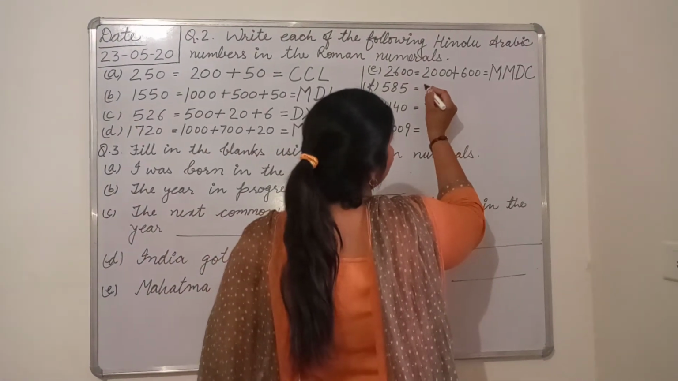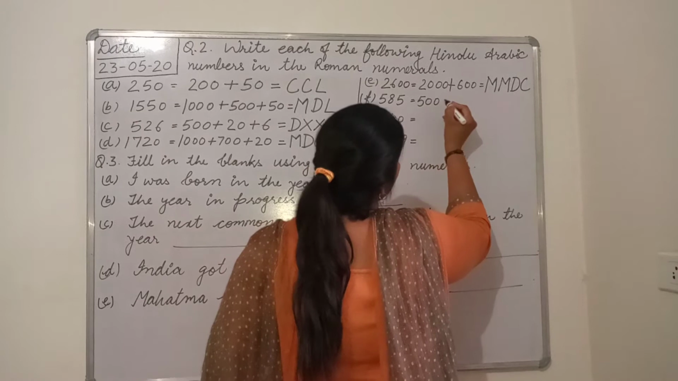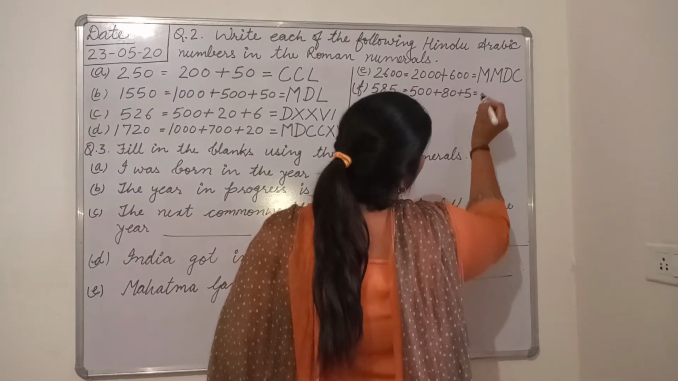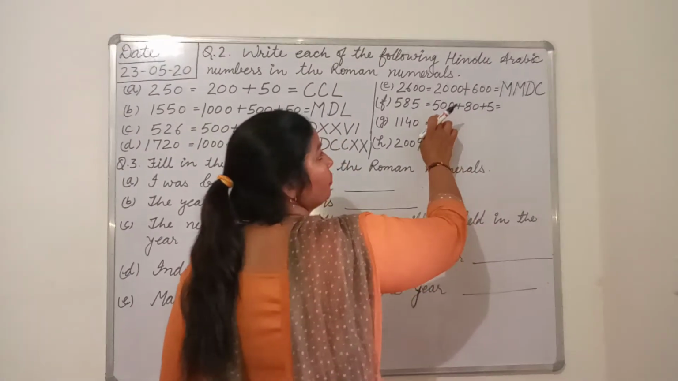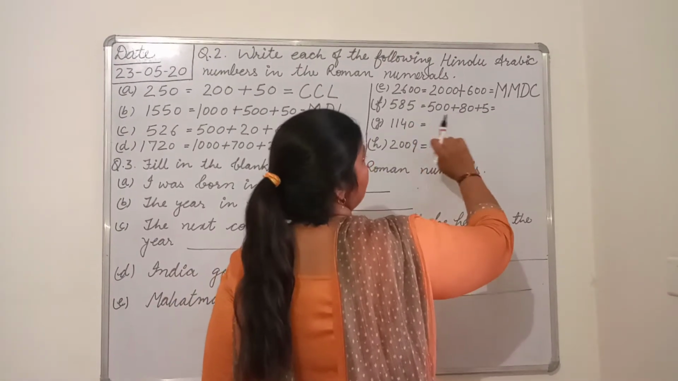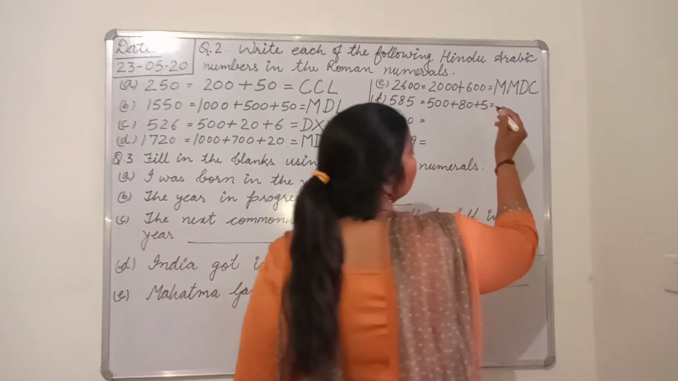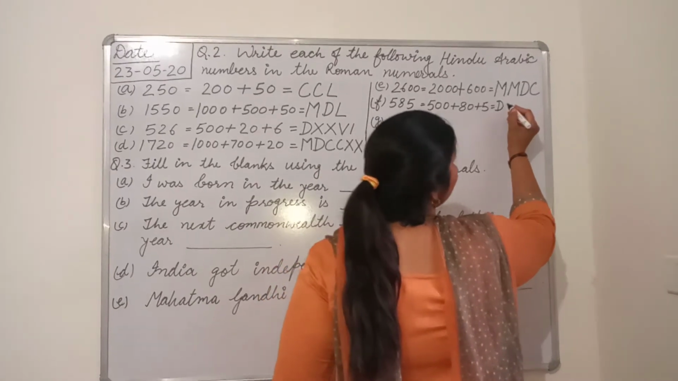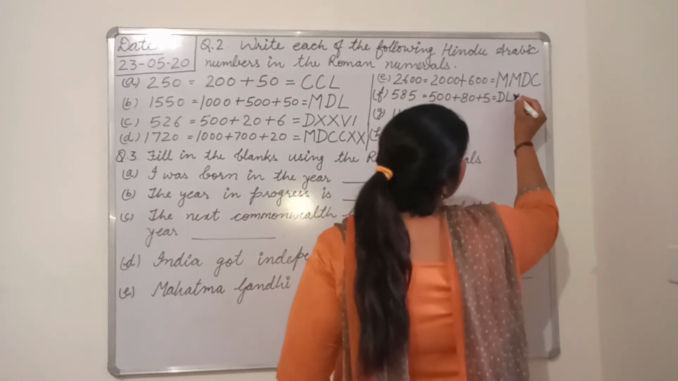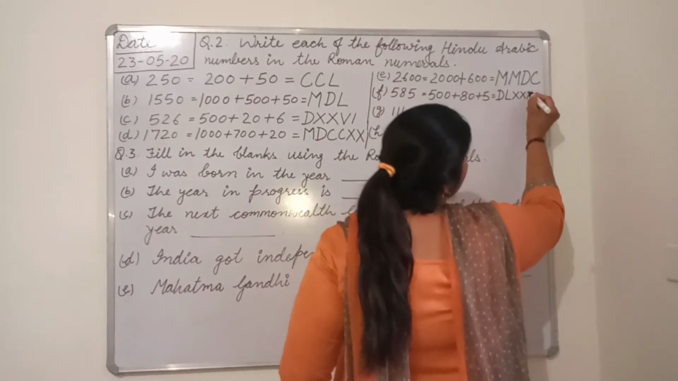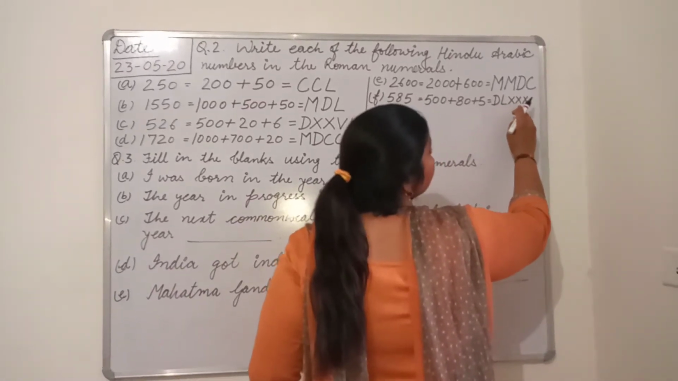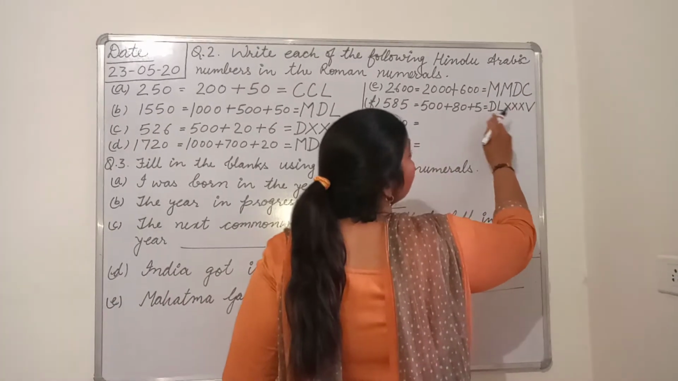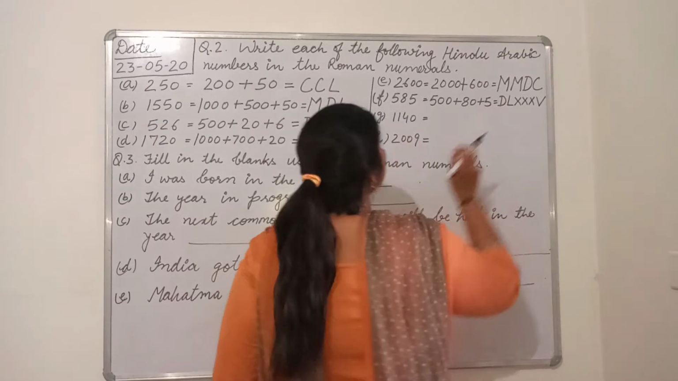Now next F part is 585. So how we write? 500 plus 80 plus 5. So for 500 what we use? D. Now how we write 80? L, X, X, X. L means 50, 60, 70, 80. Now how we write 5? V. So now it becomes 585. Okay.